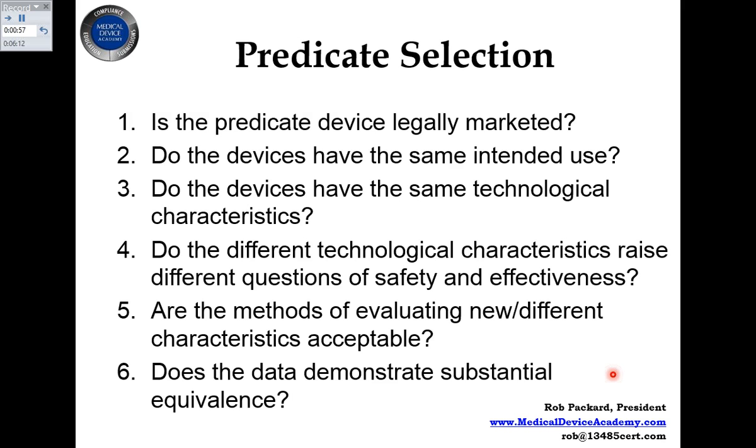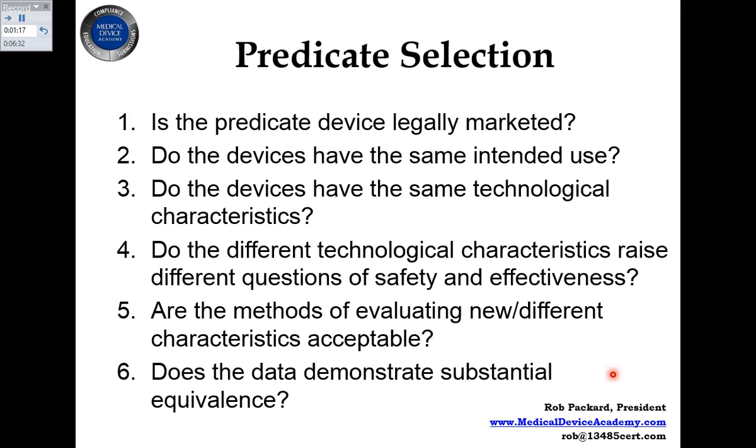So you can't take a device that's intended for one thing and use a predicate that has a different indication for use. They have to have the same indication for use. And if they don't, then you're going to get a non-substantial equivalence letter, or just a flat-out outright RTA letter, or a refusal to accept letter.